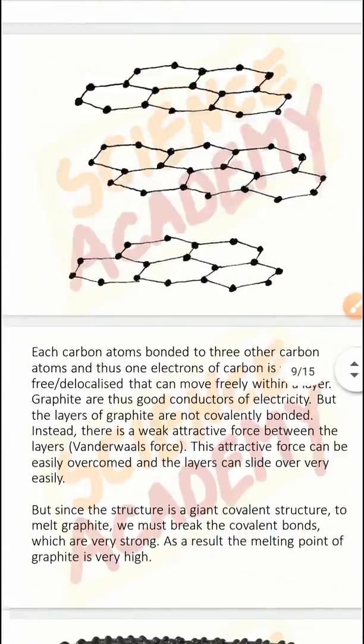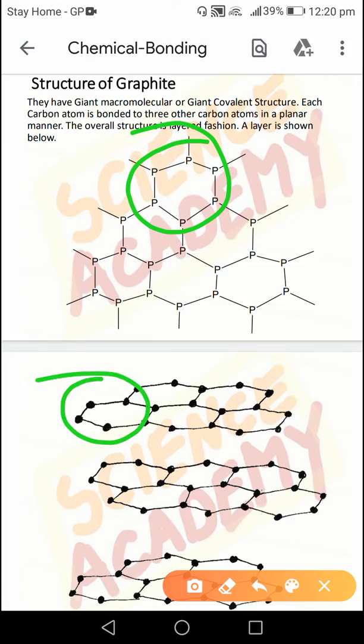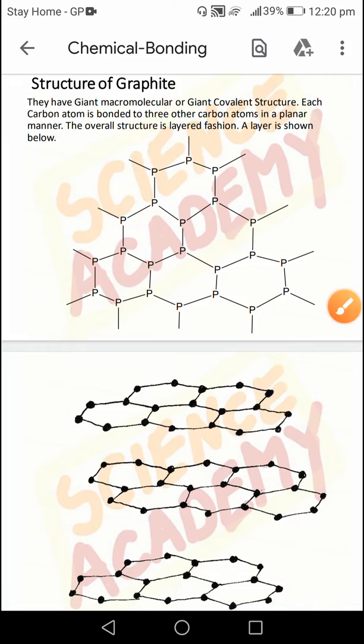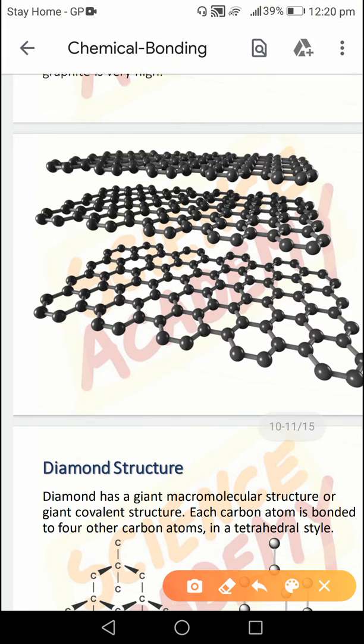Look at the hexagonal pattern over here. This is a hexagonal pattern, isn't it? The hexagonal pattern is present all through the layer. Here we also have the hexagonal pattern present, right?